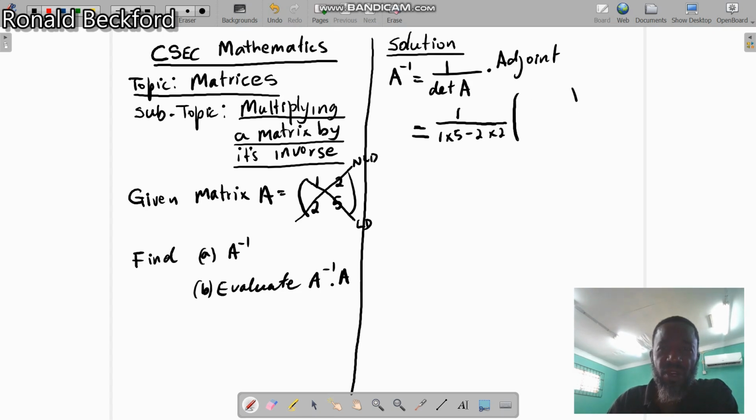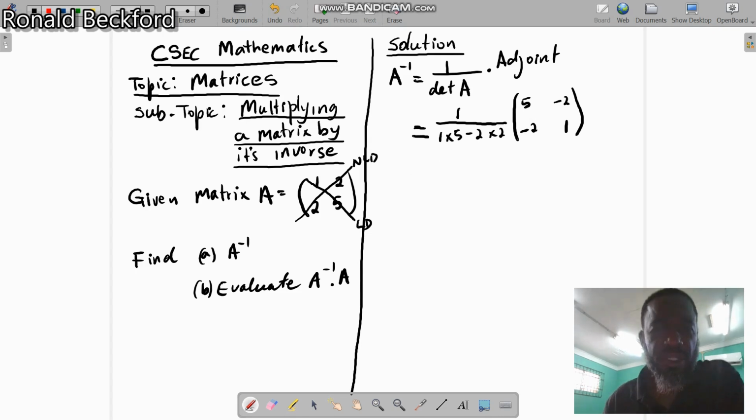And to get the adjoint of the matrix, we're going to interchange the positions of the leading diagonal. So we're going to have 5, 1, and then whatever the signs of the non-leading diagonals are, we are going to just give them the opposite sign. So here we had a positive 2, so we're going to have a negative 2, and down here we had a positive 2 as well, so we're going to get a negative 2 as well.